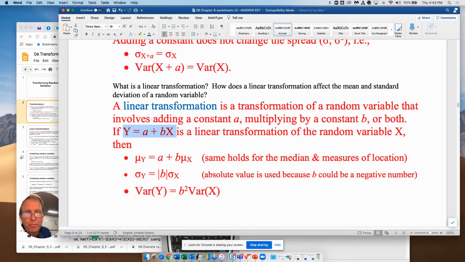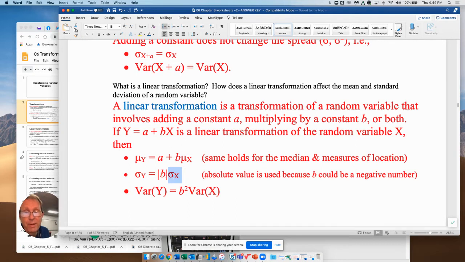The same holds for the median and every measure of location. If I have the first quartile of x, I can plug that into this equation, and it'll give me the first quartile of y. Now, with regard to linear transformations, standard deviation is slightly different. When calculating the standard deviation, we don't have to worry about that a. Adding the constant a doesn't do anything to the standard deviation. So my standard deviation of y is equal to the absolute value of b times the standard deviation of x.